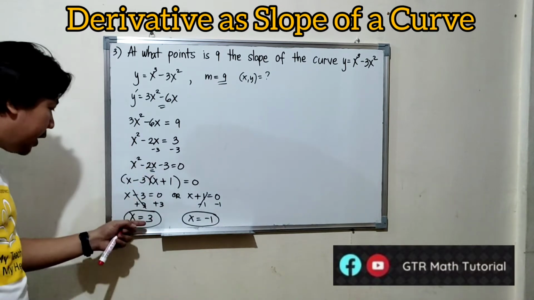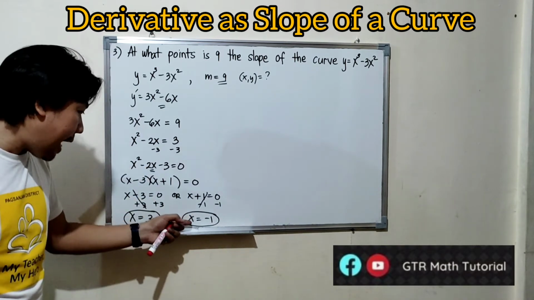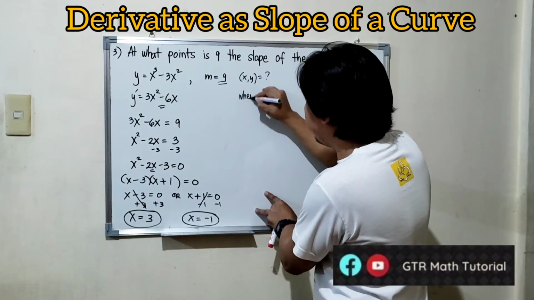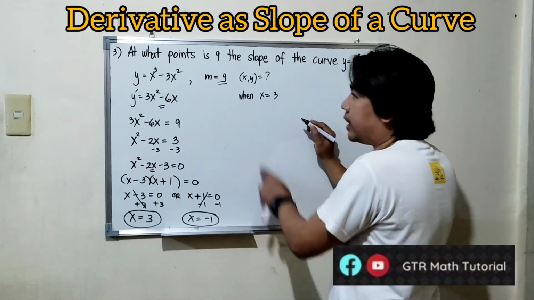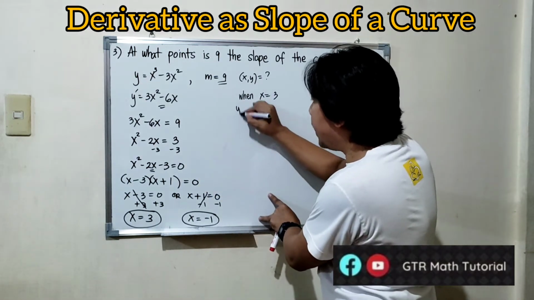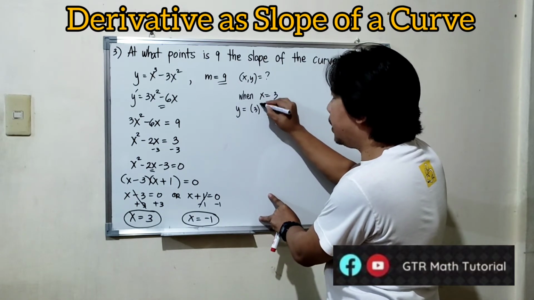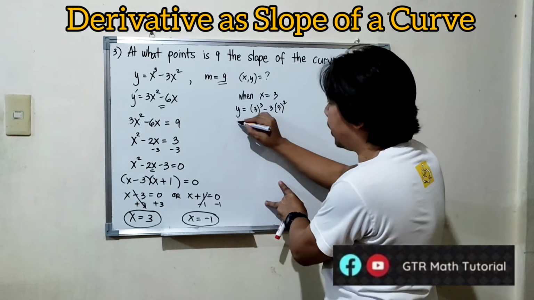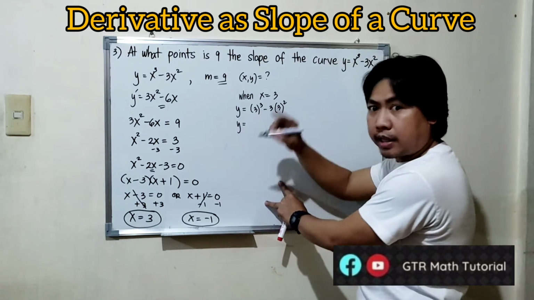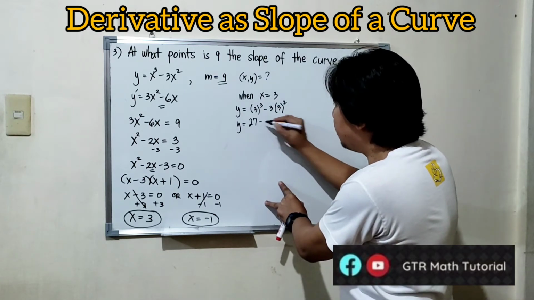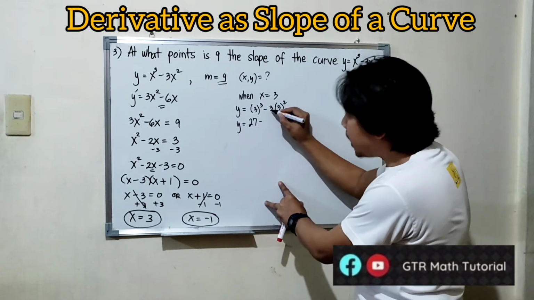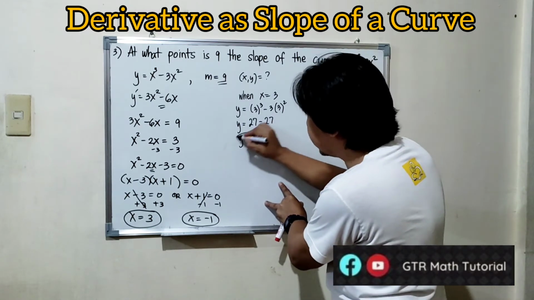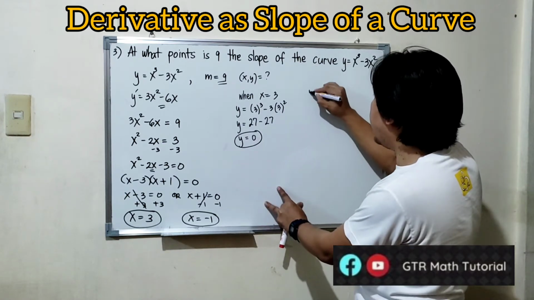So solve for y when x equals 3 and x equals negative 1. Okay, so when x equals 3, just solve for y. So we have y equals 3 cubed minus 3 times 3 squared. So we have y is equal to 3 times 3 times 3, that is 27, minus 3 squared, that is 9 times 3, 27. Therefore, y equals 0.